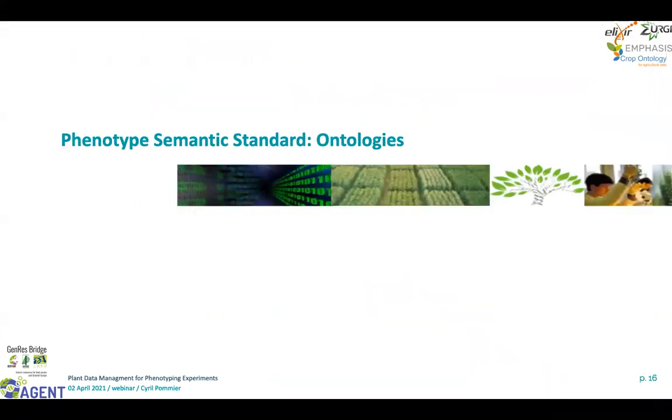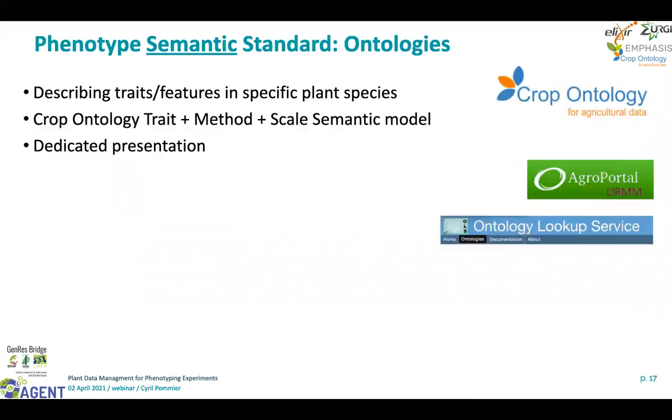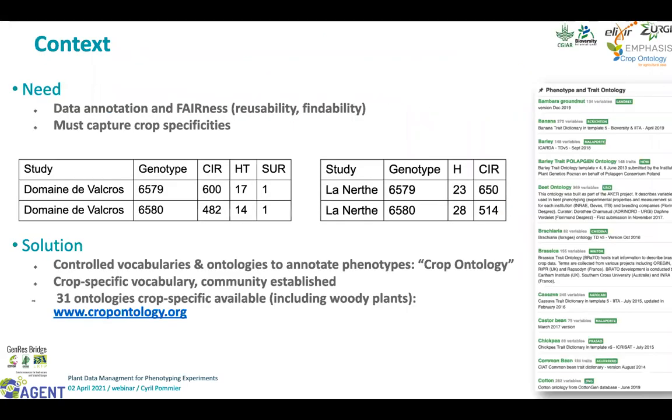So, phenotype semantic standards are more precisely ontologies. They describe trait features in specific plant species, and it's elaborating on the Crop Ontology model, which is made of a triplet: trait, method, scale. And there is a dedicated presentation beginning here.